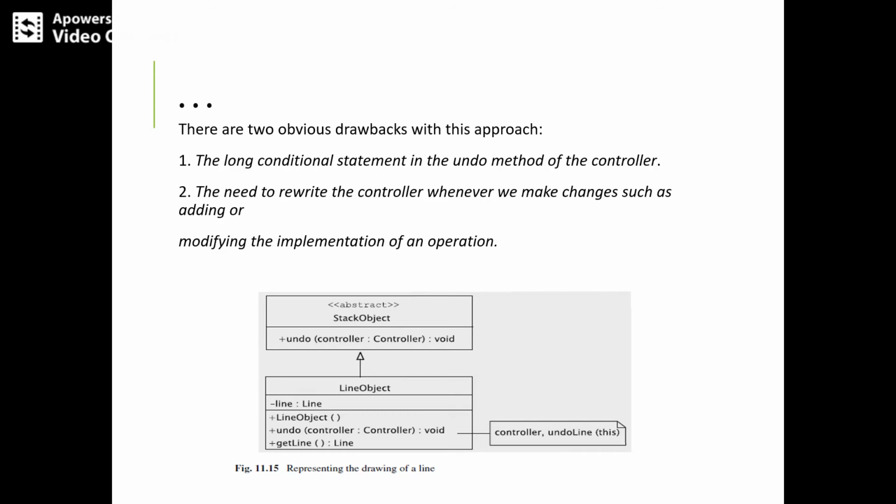The object oriented approach deals with the first drawback by using a subclass with an inheritance hierarchy, which addresses the conditional statement in the undo method of the controller. So here we can replace conditional logic with polymorphism. That is how we can resolve that kind of drawback. How can we do that?